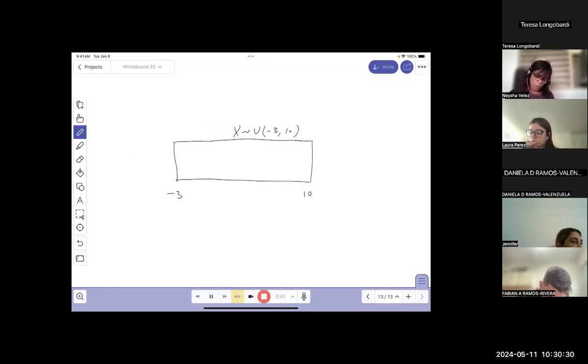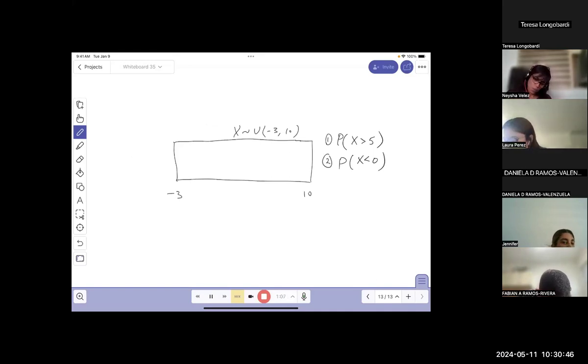And the question is, again, we're going to use X. The question is: probability X greater than 5. And what's the chance that X is negative, less than 0? So we're going to solve these two problems using the rectangle. You don't have to use a normal. It's not a normal distribution. It's uniform.